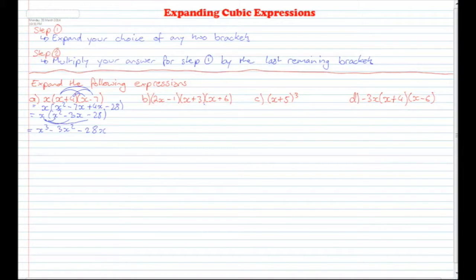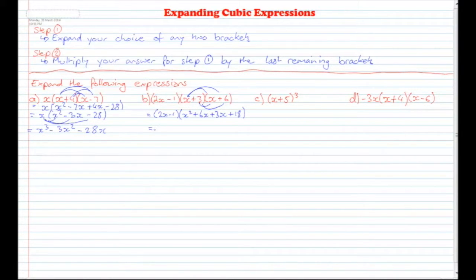For the next one now, what we've got is 2x minus 1 multiplied by x plus 3 multiplied by x plus 6. So let's go through and expand the last two brackets first of all, shall we? So you're going to write out equals bracket 2x minus 1, and then you get another bracket here. x times x is x squared, x times 6 is positive 6x, 3 times x is positive 3x, and 3 times 6 is positive 18.